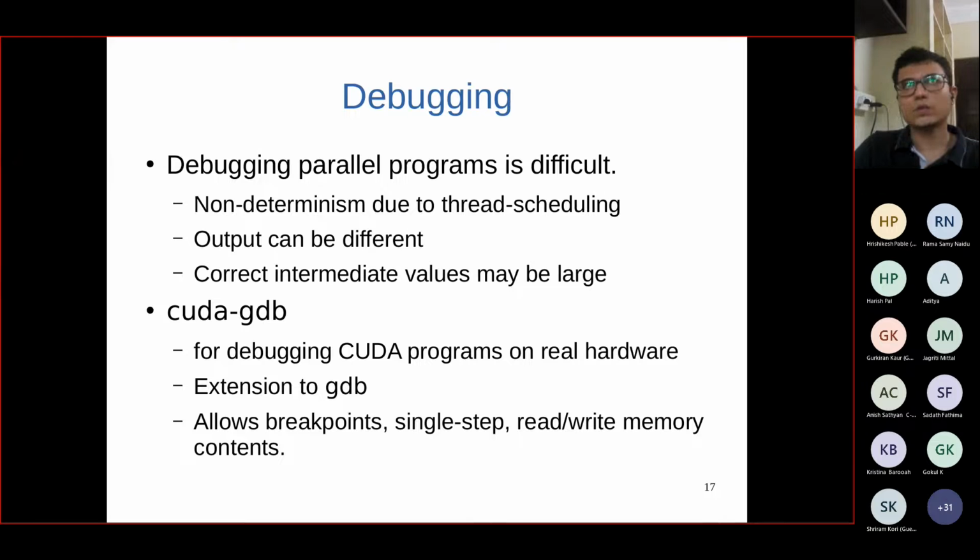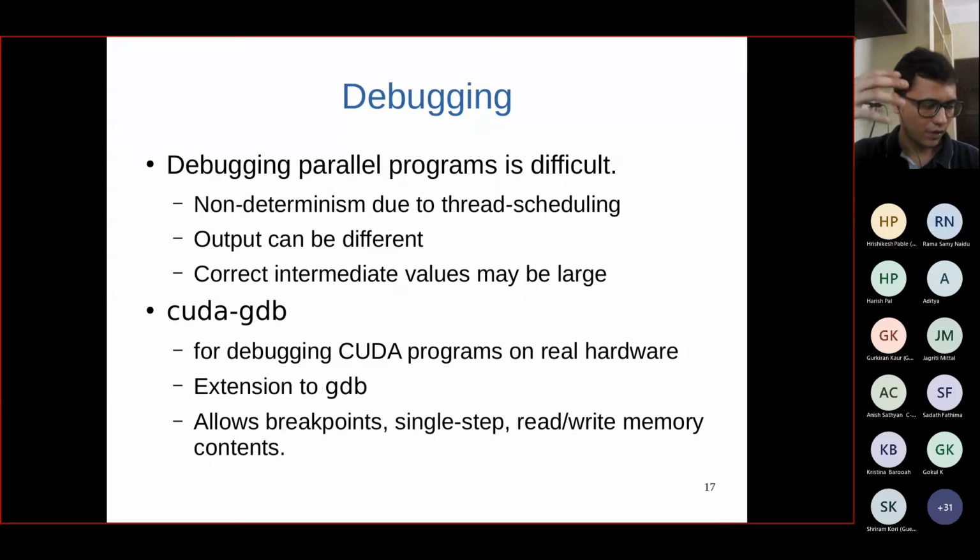start with debugging. So yeah, in general, debugging parallel programs is difficult because there is no determinism involved in the parallel program. In a sequential program we know the order of execution, that this will be executed, then this, and then this. But in a parallel program, since multiple threads are executing multiple instructions, there can be arbitrary interleaving and the outputs can be different. So let us understand this with an example.